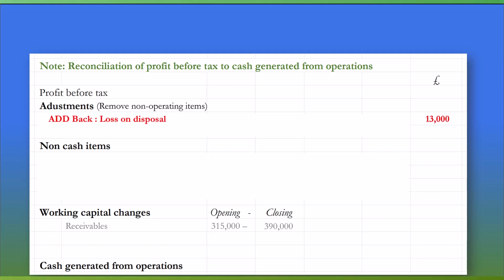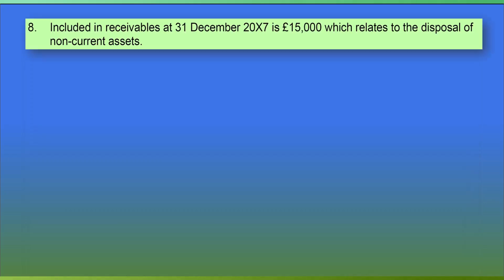The loss on the disposal. The loss on the disposal, yes, it's a negative number in the profit and loss account, but don't let that trip you up. In reconciliation, it's a non-cash item, so we simply add that back. Simple as that. Here comes the curveball from note number 8.